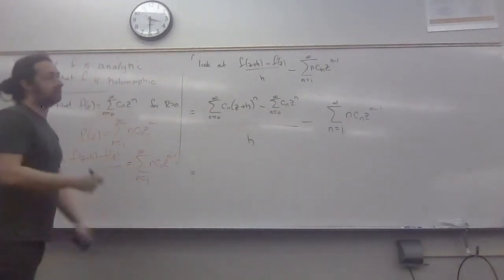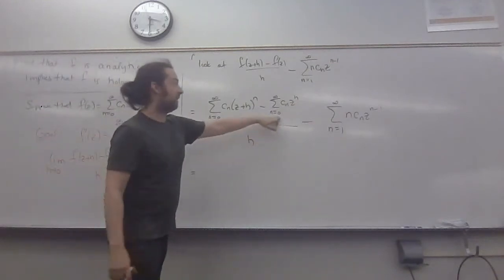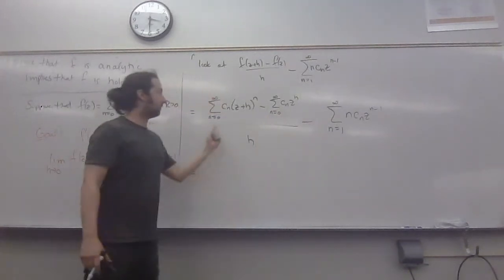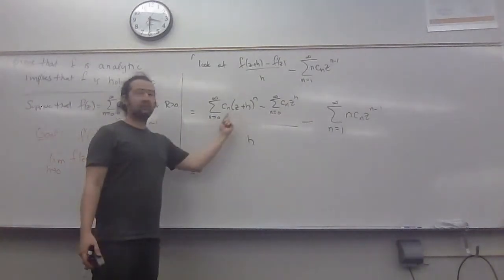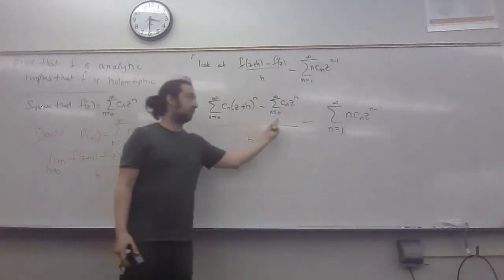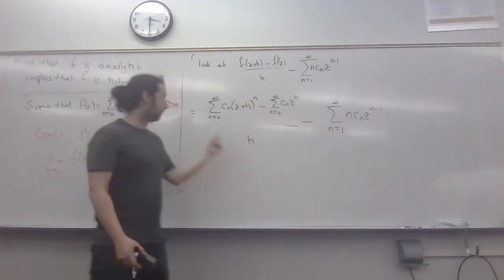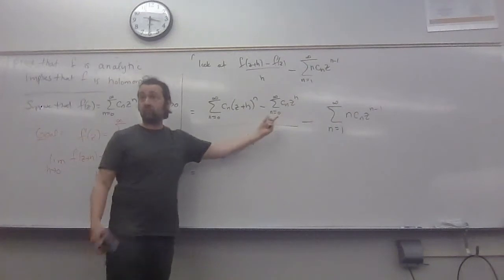So the idea is that I have this series right here that starts at 0, and this one starts at 1, right? But the very first thing I'm going to do is throw these first terms away. Why am I allowed to do that? Because if I put 0 in here, I get C0. And if I put 0 over here, I get C0. And C0 minus C0 is 0. So I might as well just remove these terms. I don't change anything by starting these sums at 1. The total doesn't change.